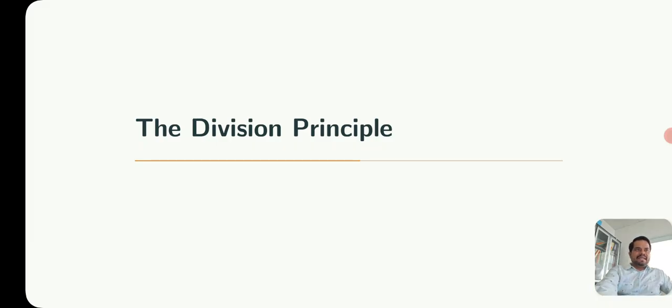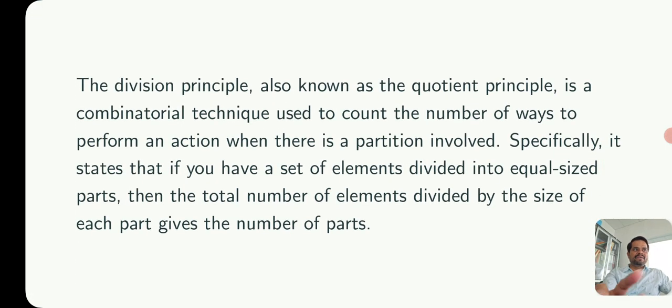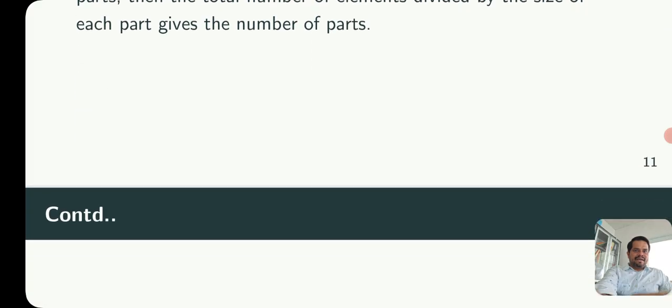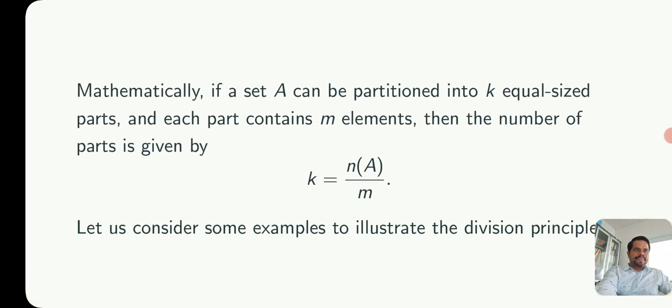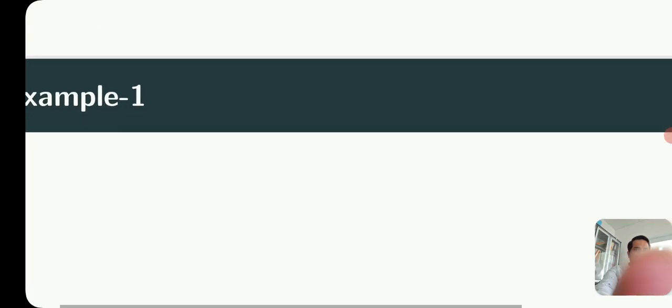So in essence, if we have a set A and we partition it into k equal sized parts, then the number of elements in each part is found by dividing the total number of elements by the number of parts. This is expressed mathematically as k is equal to n of A by m, where n of A is the total number of elements and m is the size of each part. I think you understand the concept of the division principle. Let us see one example on this division principle.